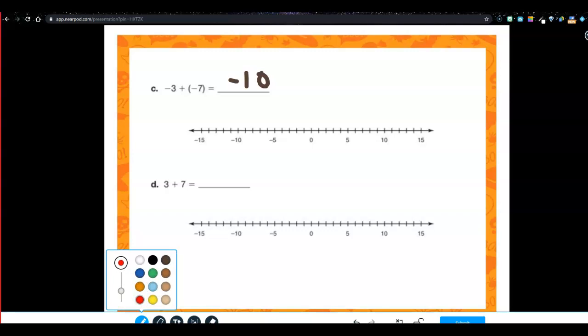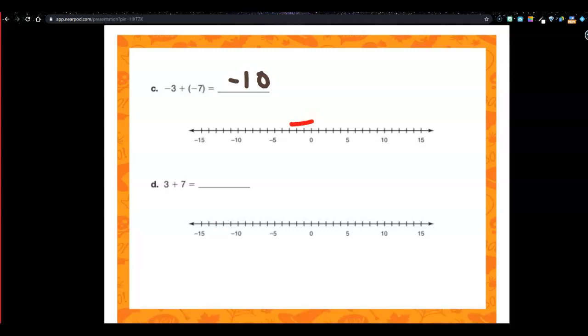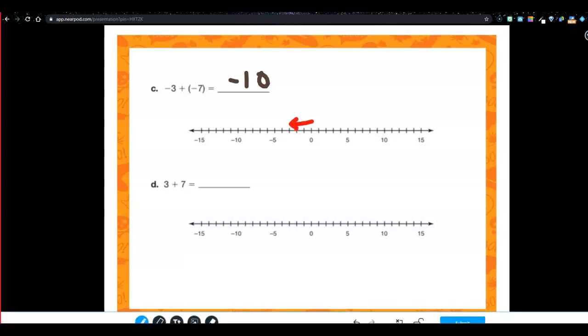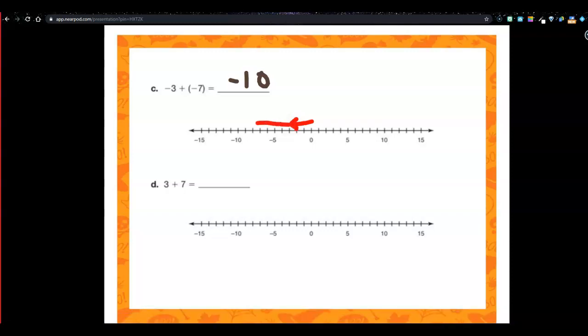So starting at 0, I'm going to go 3 in the negative direction. 1, 2, 3. And then I have to go 7 more in the negative direction from there. So I'm going to go all the way to negative 10.